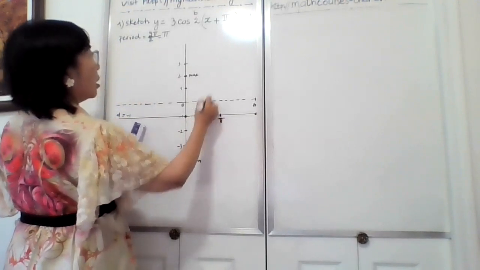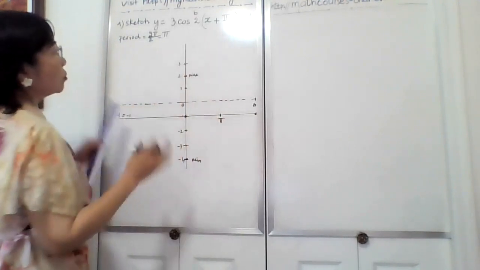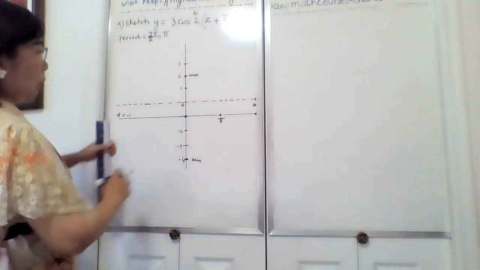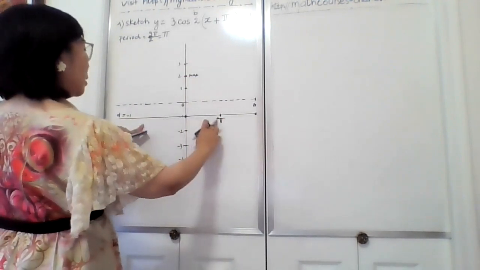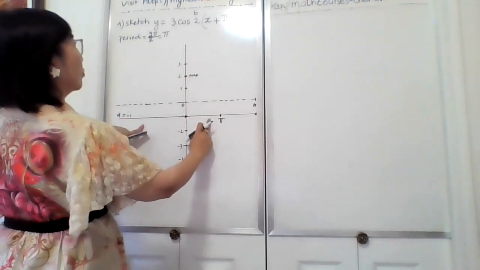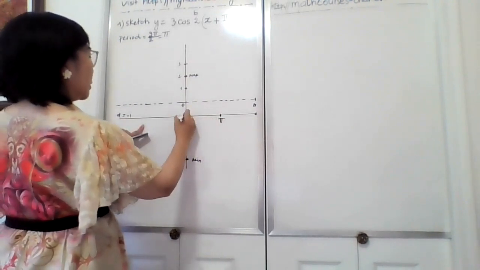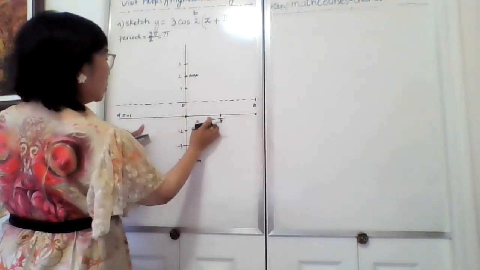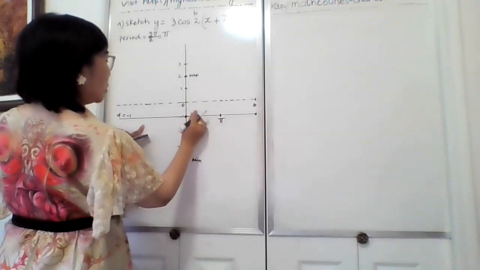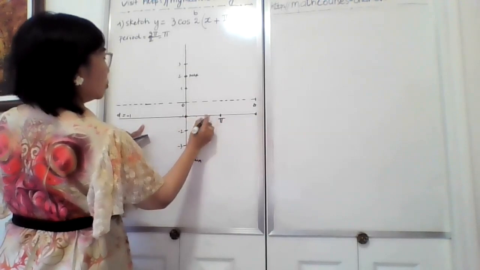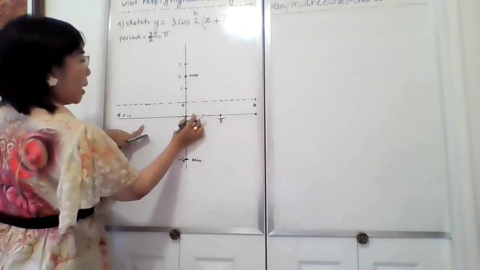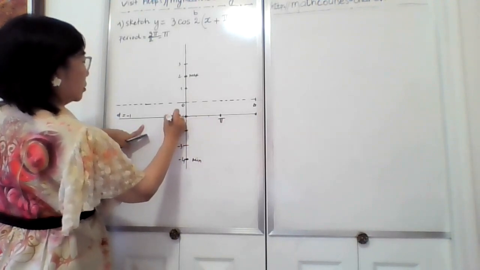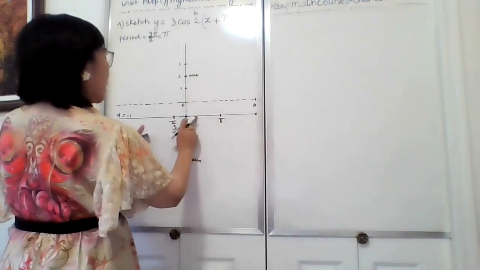But actually, because we also have a horizontal shift of pi over 3, which is from here. So we have a period starting at 0, but it moved to the left by pi over 3. It means this distance of pi will be divided by 3 units, which is 1, 2, 3. From here to here is pi over 3, and we move to here. So let's mark here as minus pi over 3.